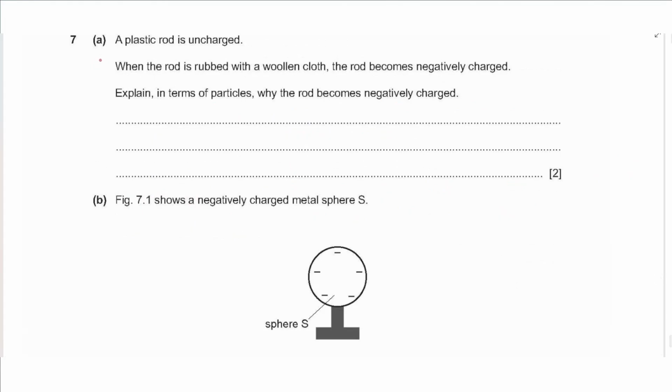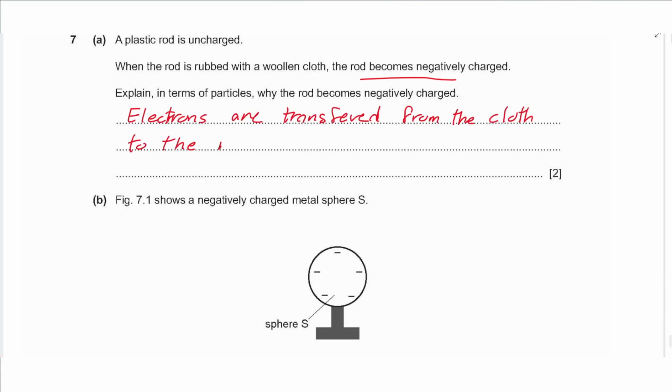Question 7a says a plastic rod is uncharged. When the rod is rubbed with a woolen cloth, the rod becomes negatively charged. Explain in terms of particles why the rod becomes negatively charged. So first we mention which particles move. So we say electrons are transferred from the cloth to the rod. So the rod gains electrons and it becomes negatively charged.